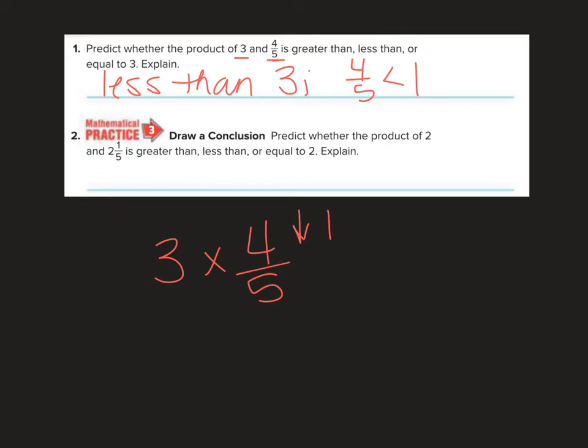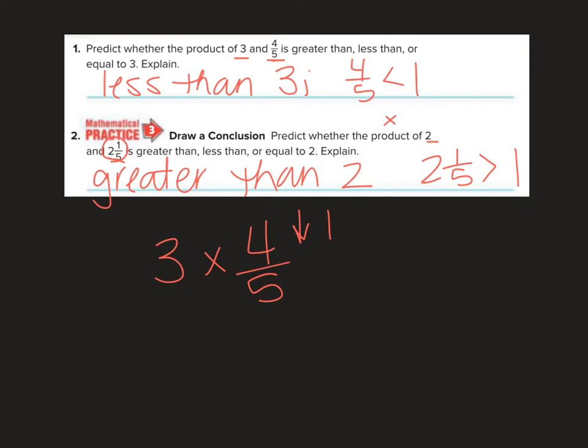Predict whether the product, which is multiplying, of 2 and 2 1/5 is going to be greater, less than, or equal to 2. Well, look at this. 2 and 1/5 is bigger than 1 because 2 is bigger than 1, right? So 2 plus a little bit, 1/5, is going to be greater than 2. So greater than 2, okay, because 2 and 1/5 is greater than 1. So that means the answer is going to be greater than what we're multiplying it by.